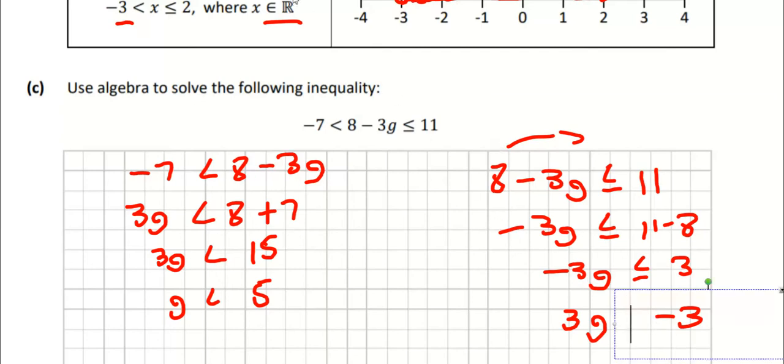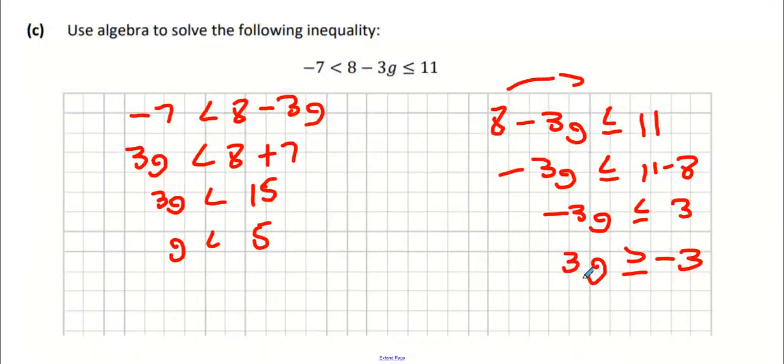Okay, here we go. And finally, we're going to get g is bigger than or equal to minus 1. Okay, so you can write it like this here. Now there's another way of writing it. We can reverse this around where minus 1 has to be smaller than or equal to g.